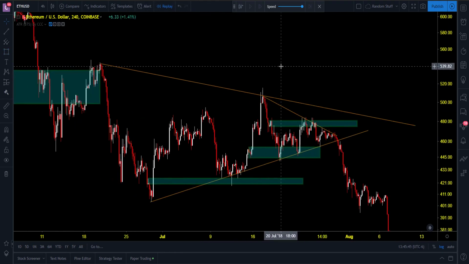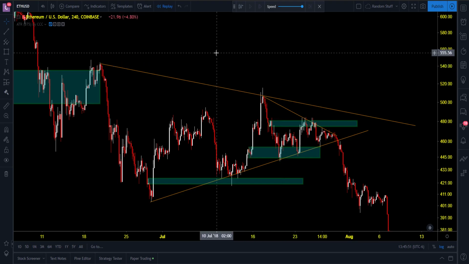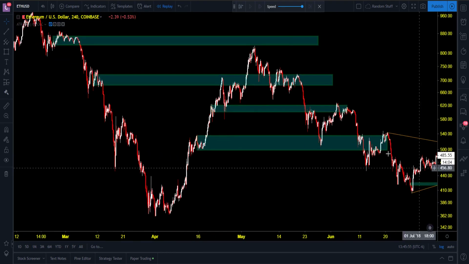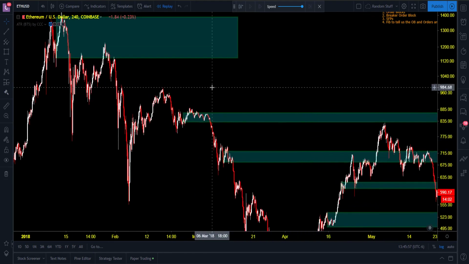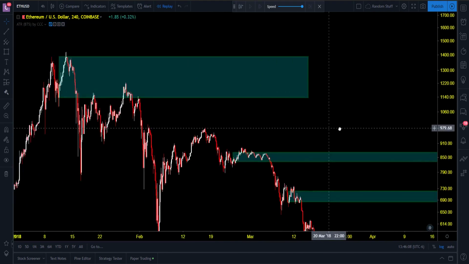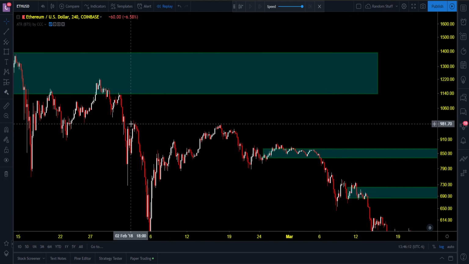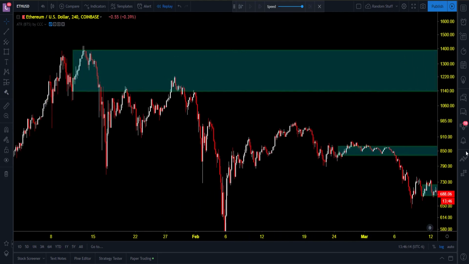And that's where I'm going to come to my next point, which are called SFPs. Swing failure pattern is what SFP stands for. An SFP is basically when there is a level that's supposed to hold, you wick past it, and you come back. That's what an SFP is. Let me see if I can find some quickly here. Yeah, this is a really thin one.